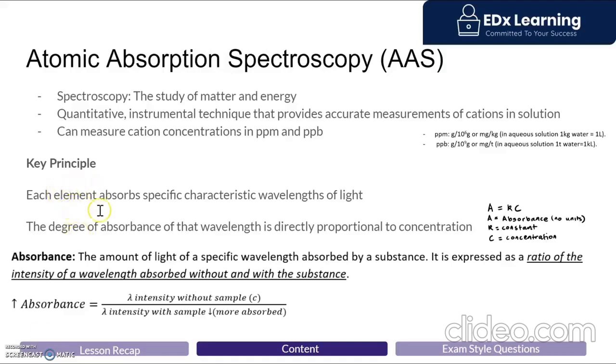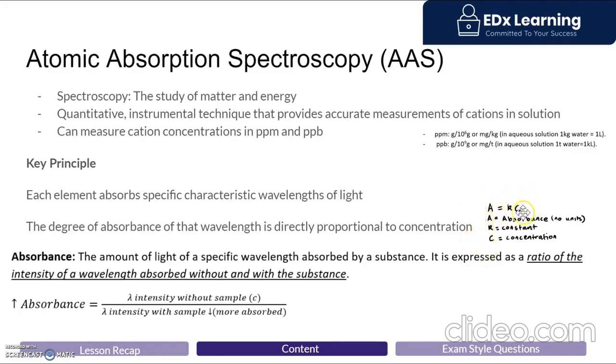So when you expose an element to the entire electromagnetic spectrum, everything from gamma to radio waves, it is extremely picky and only absorbs a few particular wavelengths of EMR. The second principle is that the degree of absorbance of these wavelengths is directly proportional to concentration. What that means is as absorbance of these characteristic wavelengths increases in a solution, for example, we can say that there must be a greater concentration of that particular element in the solution.